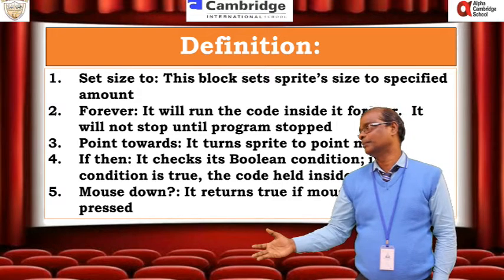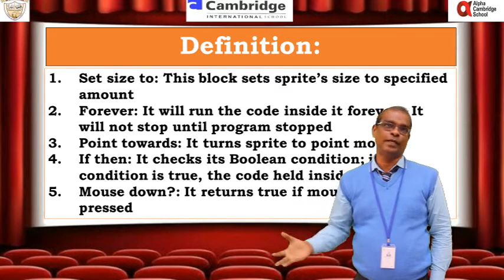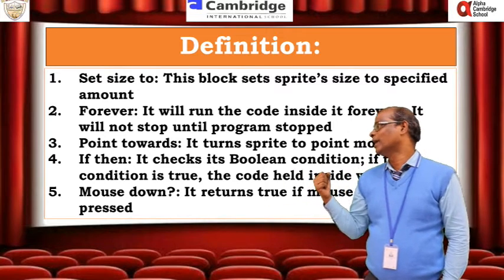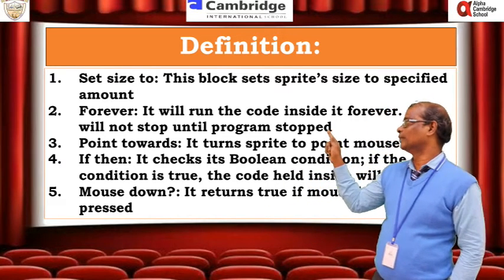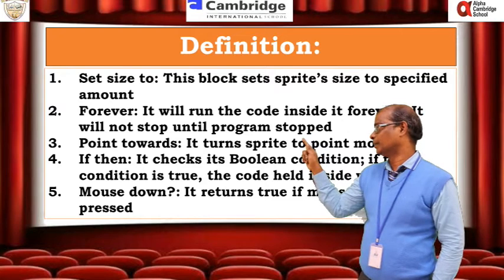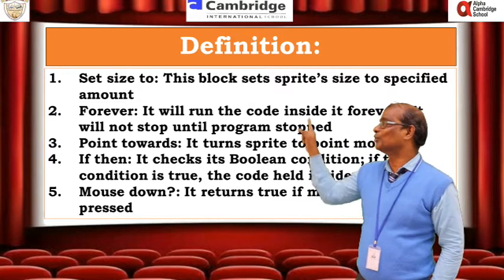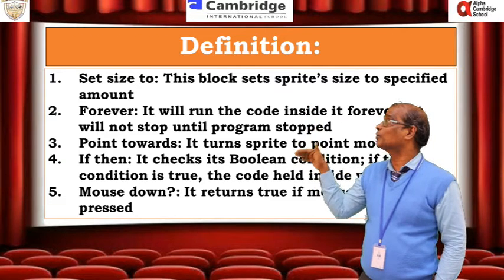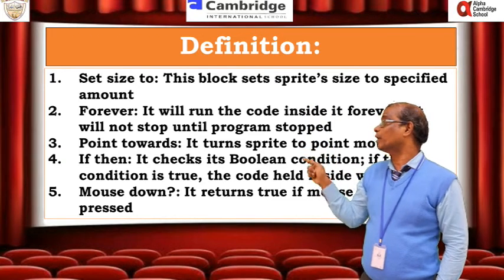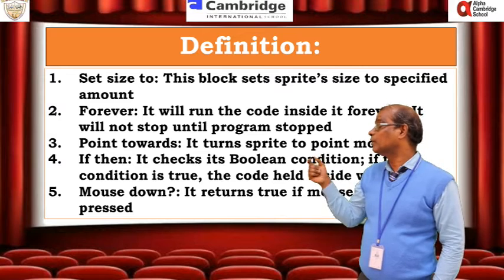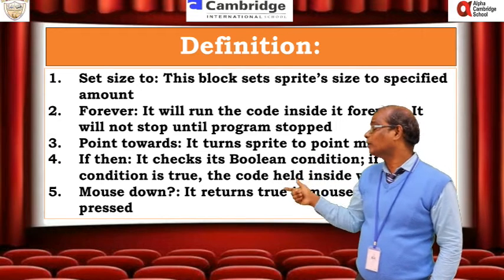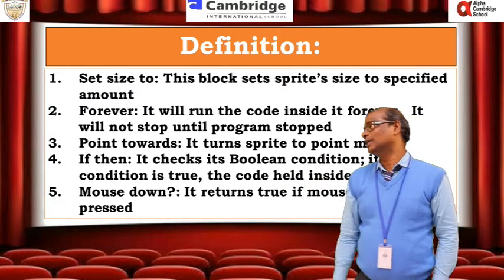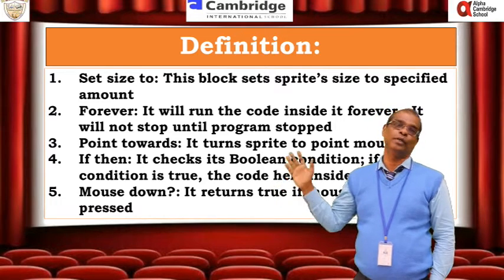Point towards. It makes the sprite point to the mouse pointer. Wherever the mouse pointer is within the stage, the sprite will point to it. If the mouse pointer is up, the sprite will turn and point upwards. If the mouse pointer is down, the sprite will rotate itself to point towards the mouse pointer. That is the usage of point towards.